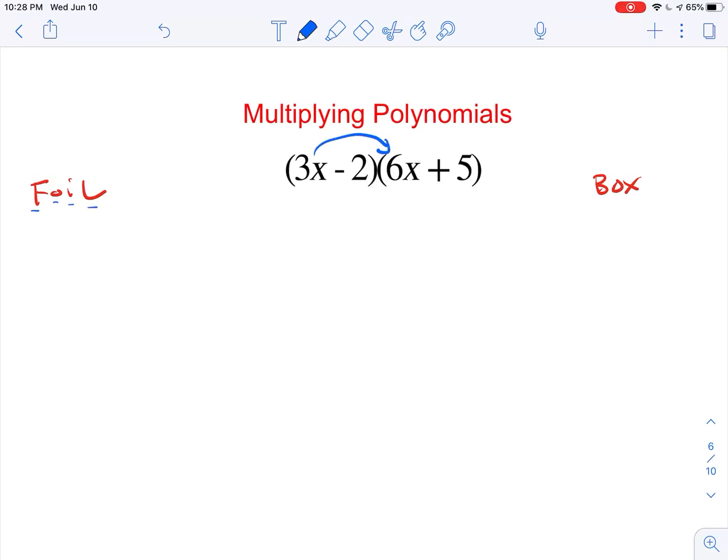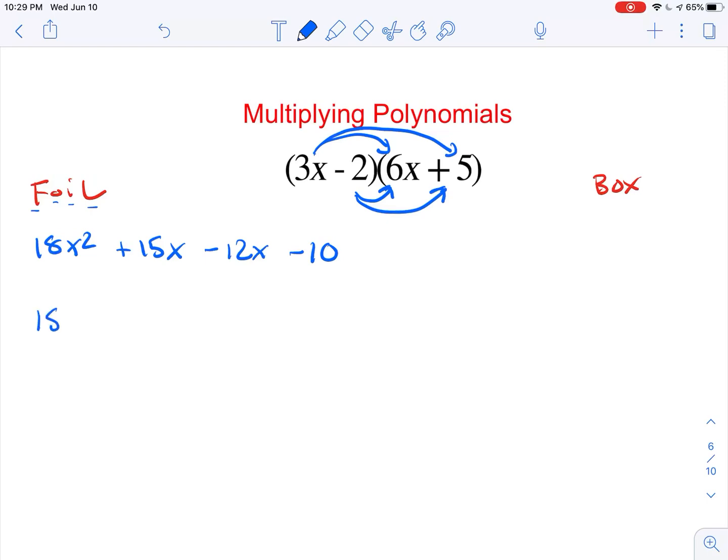So with the FOIL method, remember that stands for first, outer, inner, last. Meaning first I'm going to multiply the first terms to get 18x squared. Then I'm going to multiply the outer terms to get plus 15x. Then I'm going to multiply the inner terms to get minus 12x. And then I'm going to multiply the last terms to get minus 10.